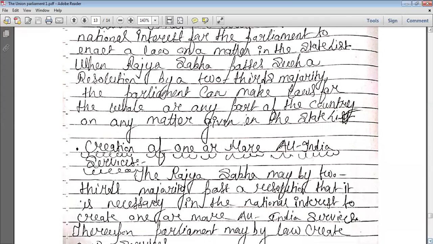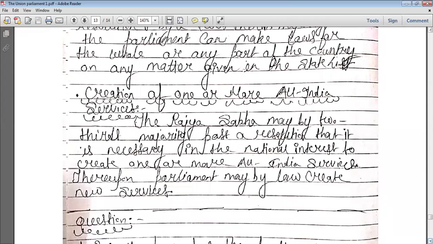Okay. Next point, creation of one or more all India services. Creation of one or more all India services means that the Rajya Sabha, again by a two-thirds majority of vote, can declare any kind of service, in the necessity of national interest, to be an all India service. Whenever any service is of national importance, that service can be declared an all India service. In this way, Parliament can create new services for the people, and that is helpful for our country's development.